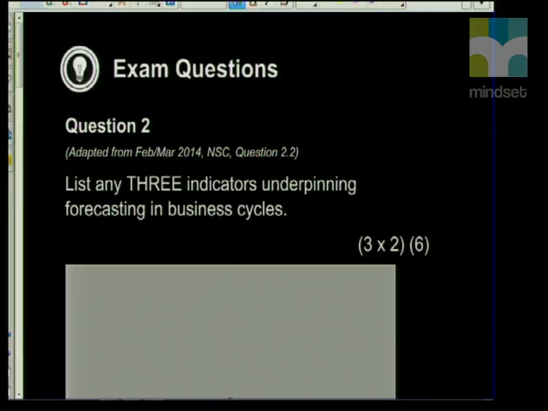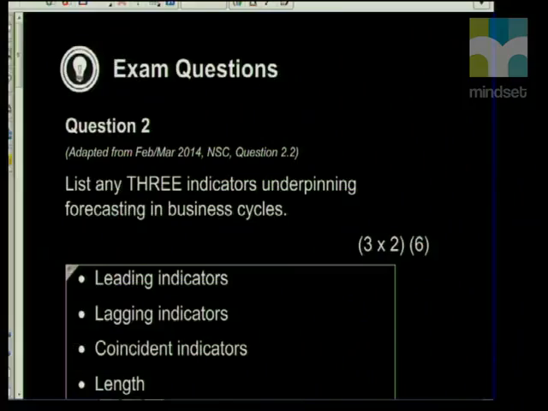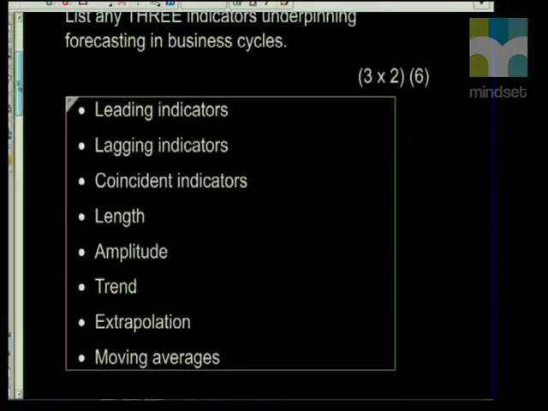The second question, also from the March 2014 NSC, question 2.4, says list 3 indicators underpinning forecasting in the business cycle. Three indicators underpinning forecasting in the business cycle. Let us see what the correct answer is. These are leading indicators, lagging indicators, coincident indicators.